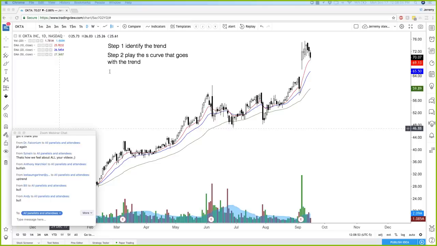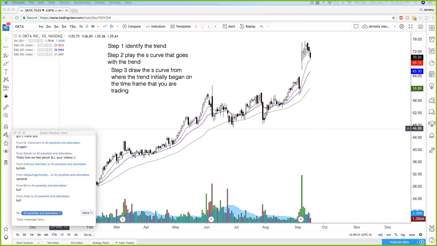Now, here's where it gets fun. Step three, draw the S-curve. S-curve from where the trend initially began on the time frame that you are trading. We're gonna have to talk about this one a little bit. So this is the one we're gonna get to discuss.